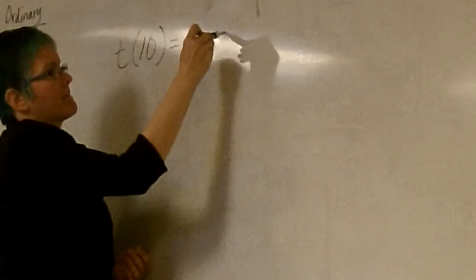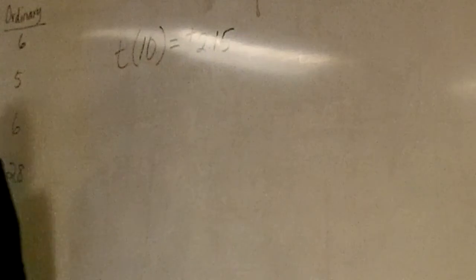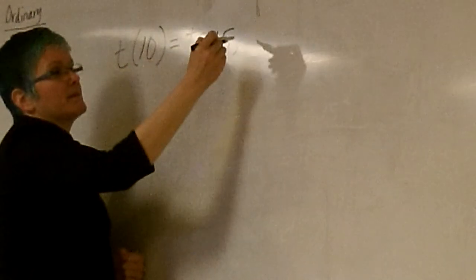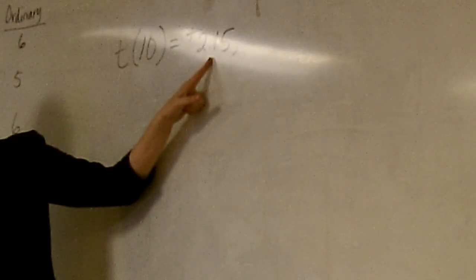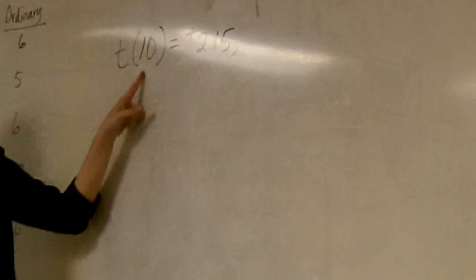And now we're going to put our observed value. And we're going to mark it for polarity, positive or negative. Our observed value was 2.15, is that right? 2.15. So we're going to put our observed value next. Then a comma.